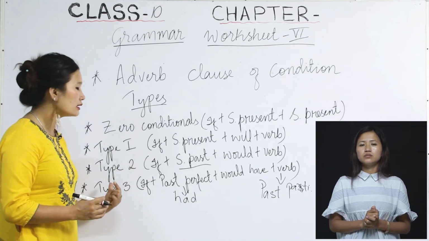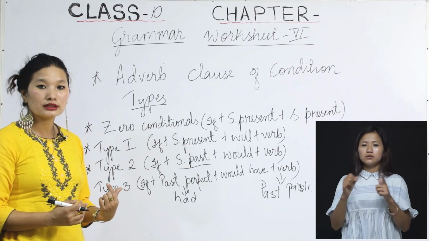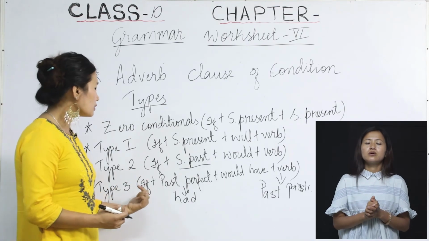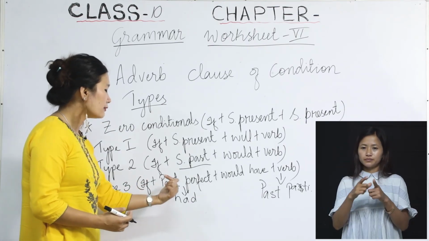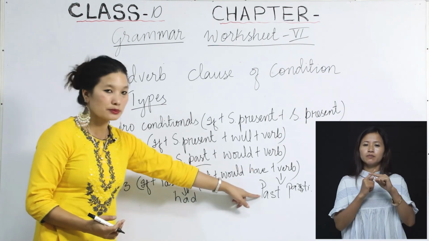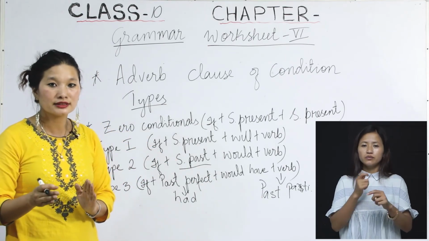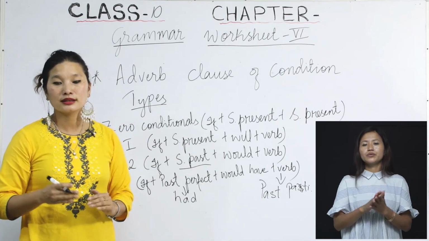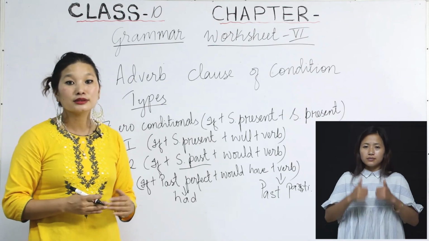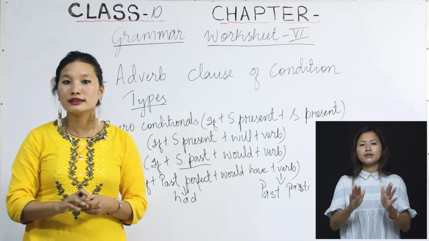And the last one is the type 3 conditionals. We call it the impossible conditionals, okay? Impossible conditional: if plus past perfect plus would plus have plus verb. That is the past participle verb, okay? So if you had worked harder, you would have passed the examination. And this is an advice for all of you, so that you will not have to hear it again next year.